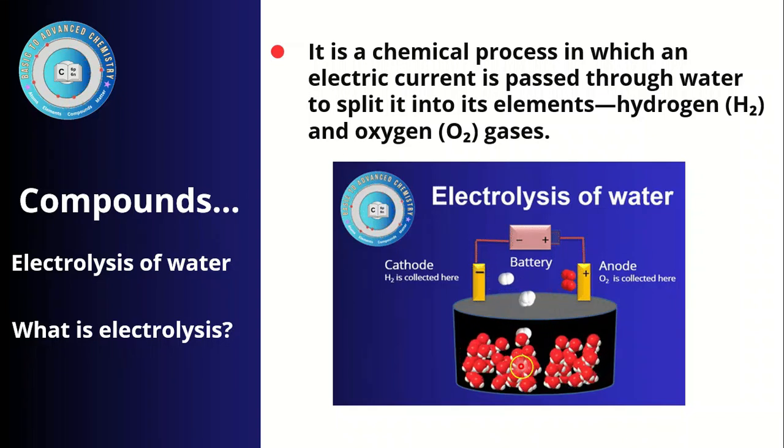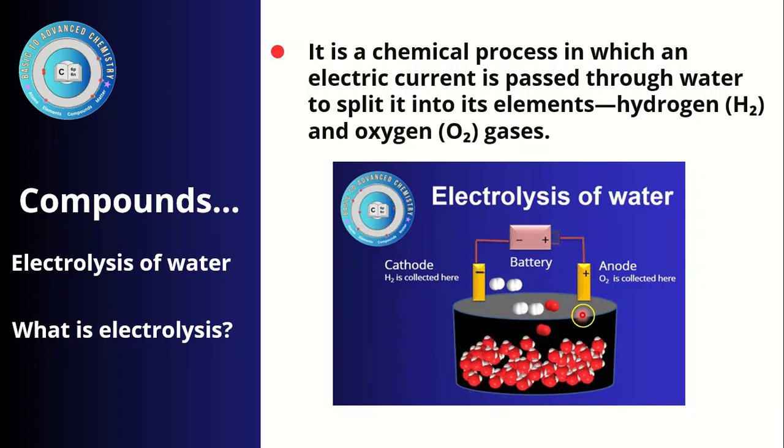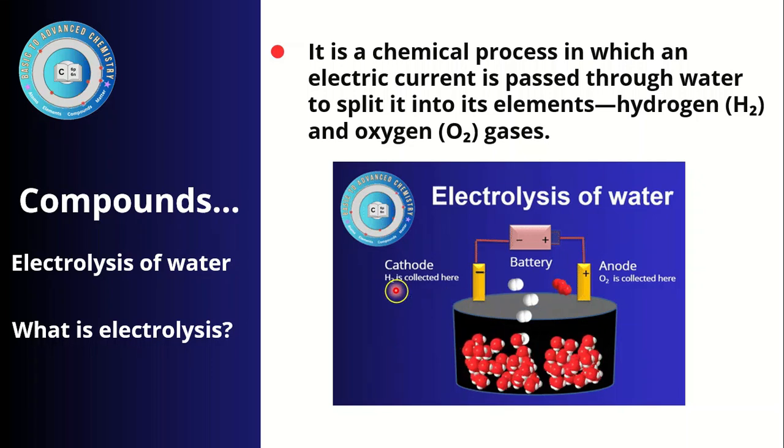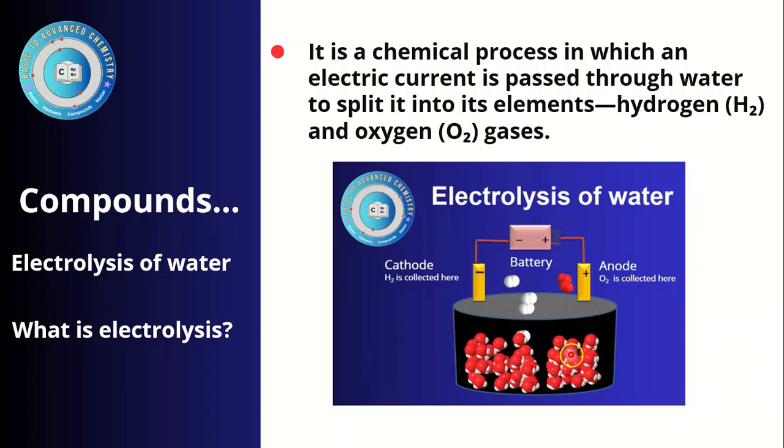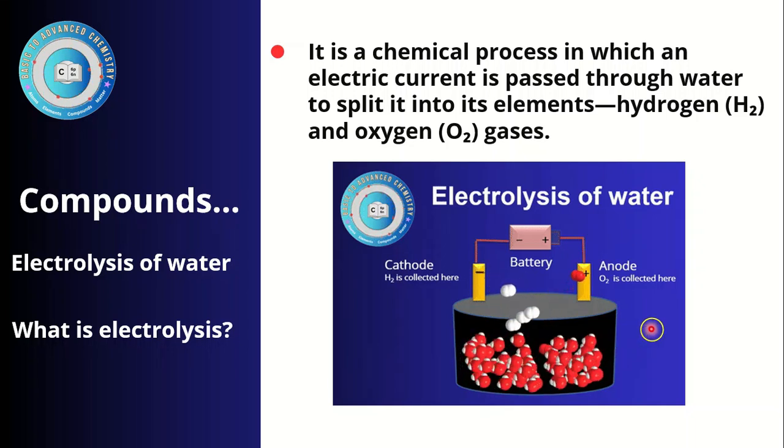These are hydrogen gas and oxygen gas. Oxygen gas is collected at the anode, whereas hydrogen gas is collected at the cathode. In this way, we can split compounds into their starting materials. This is a chemical means that enables us to break down compounds into their starting materials.